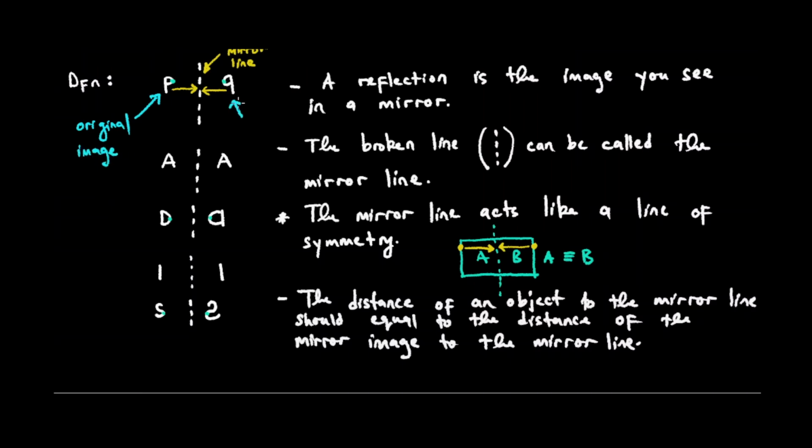Then this one, which looks like a 9, is the mirror image. So the distance of the original image to the mirror line should be equal to the distance of the mirror image to the mirror line. It is explained by the fact that this mirror line is actually a line of symmetry. That is what explains it.